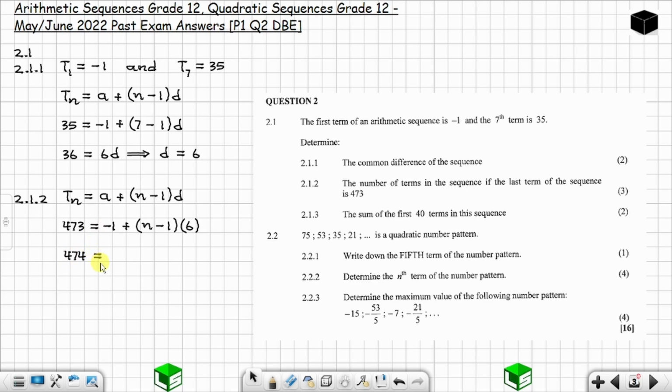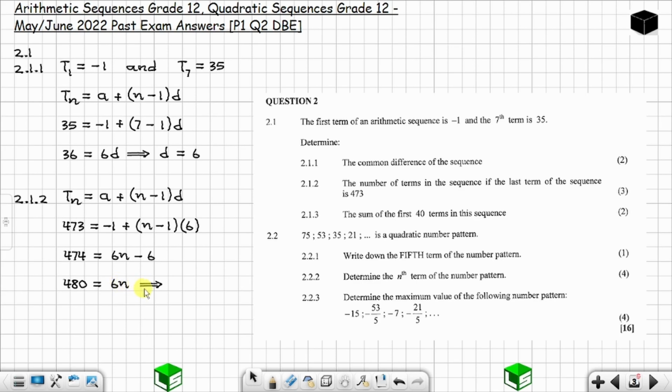And so this is equal to 6 times n, which is 6n. You have 6 times -1, which is -6, right? And you bring this -6 to the left, it becomes +6. So you have 474 plus 6, which is equal to 480, and this is equal to 6n. I hope you can see that. And now you need to divide by 6 on both sides so that you can solve for n.